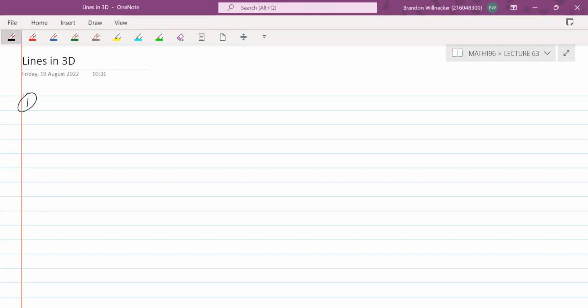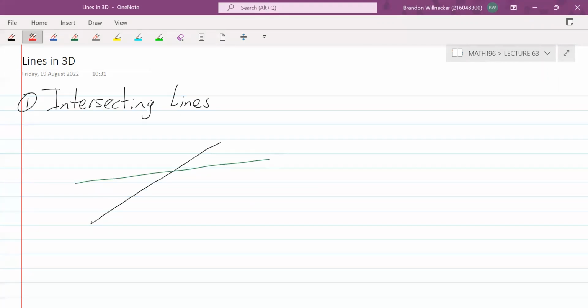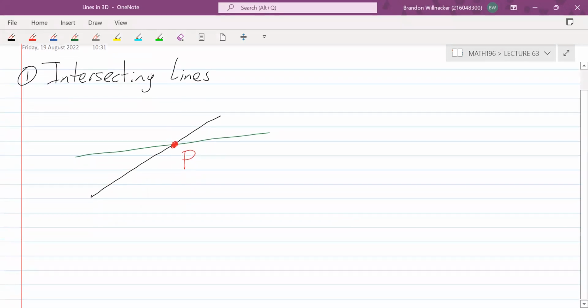So number one, we can have intersecting lines. Okay, so let's say in 3D, we have some line going this way, and then some line going this way, and then we've got ourselves some intersection point, let's say at P. So we say that these lines are intersecting if there's a point that is common to both of those lines. Then we've got a special case of intersecting lines, and that is perpendicular lines.